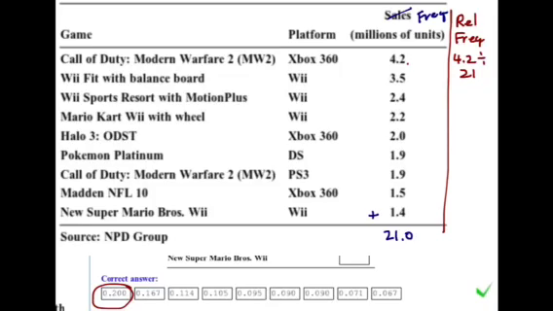I'll take this out and put 0.200. Then I take the 3.5, and divide that by 21. That's better. And that gives me 0.167. And then do the same thing with each value.